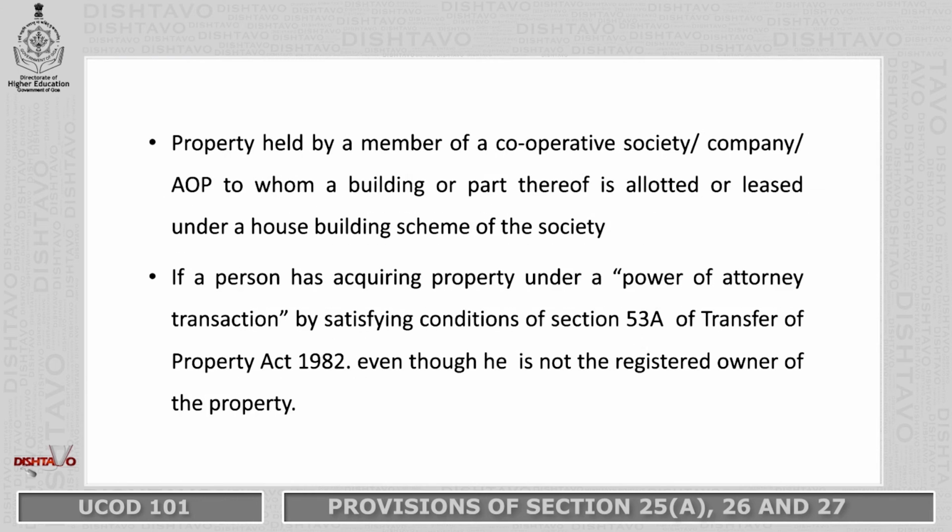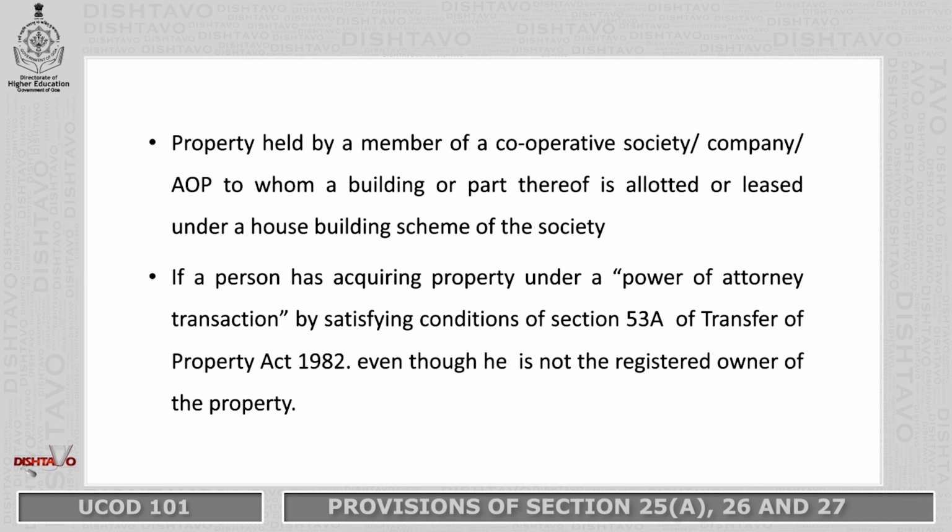Third, in case of a cooperative housing society, company or association of persons. In a cooperative society, the property is registered in the name of the society and you become an owner by buying a share of that society. Similarly in a company or an association of persons, even though the member is just the shareholder of the society, he becomes a deemed owner by virtue of buying the share. So even though the registered owner is the society, the deemed owner for income tax purposes will be the member of that society or company or a member of the AOP, association of persons.